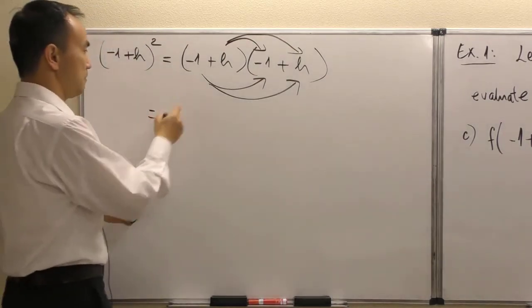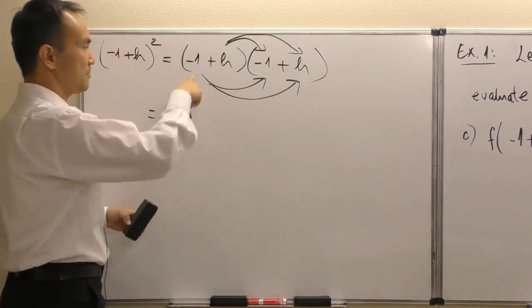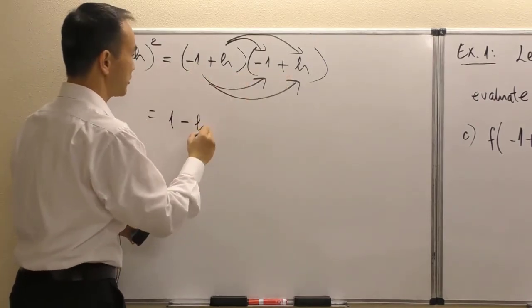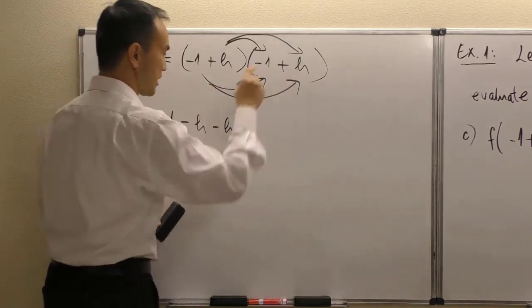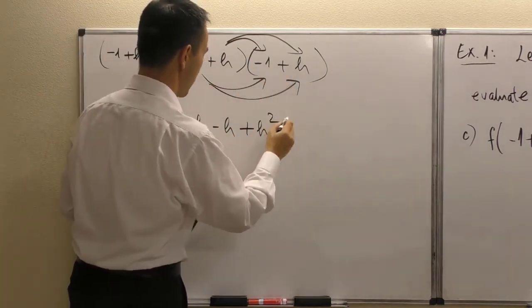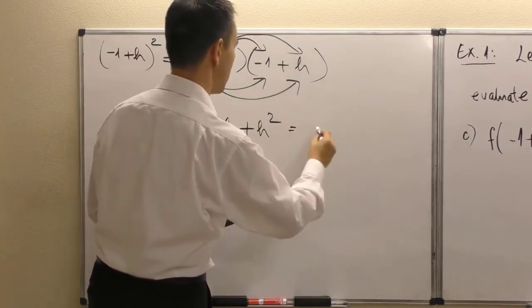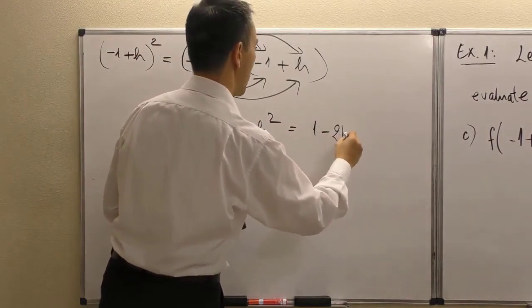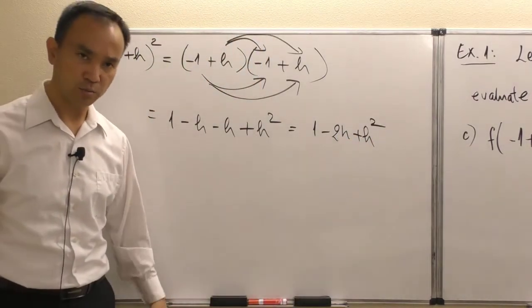And so now minus 1 times minus 1 is a positive 1. Minus 1 times h is a minus h. H times minus 1 is minus h again. H times h is plus h squared. And so now these two are like terms. We're looking at the final expression here being 1 minus 2h plus h squared. It's a simplified expression right there.